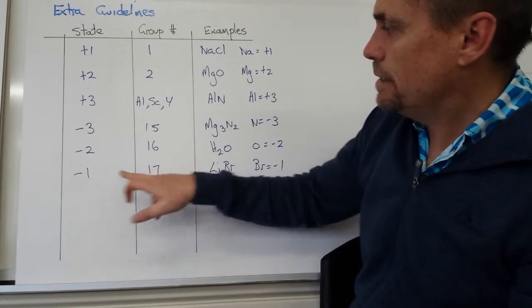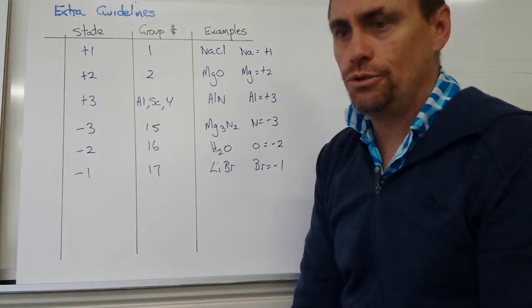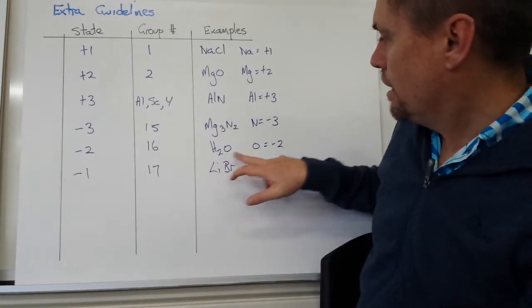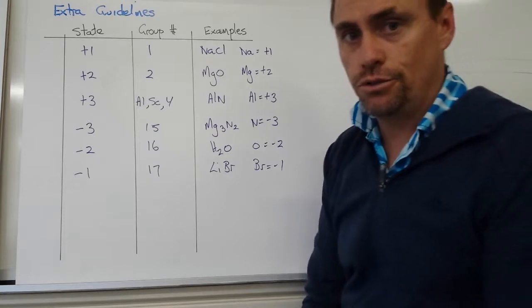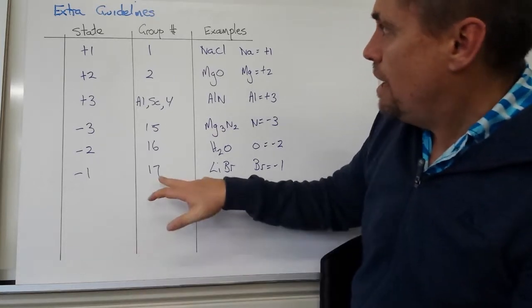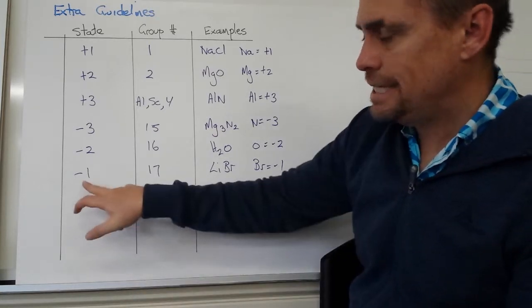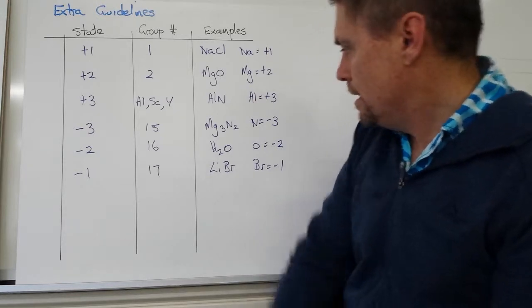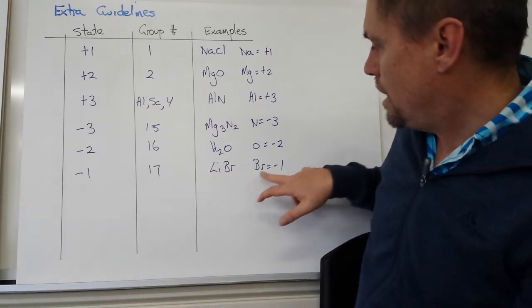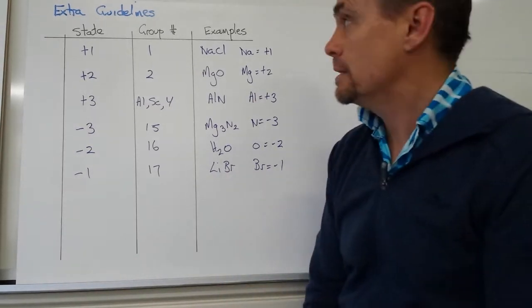Group 16 generally exists as a -2. So we can get our water and our oxygen exists as a -2, as we said before. Our group 17 exists generally as a -1. So if we've got lithium bromide, our bromide will exist as a -1.